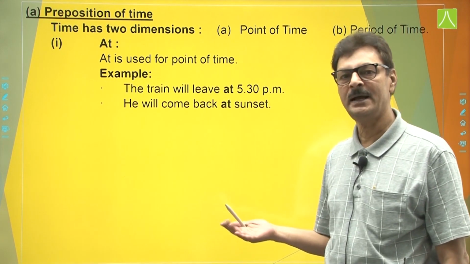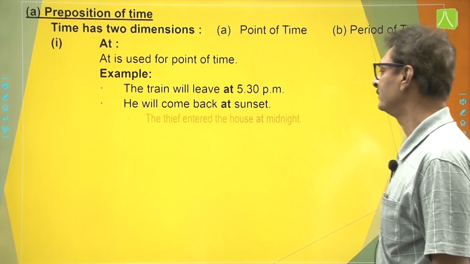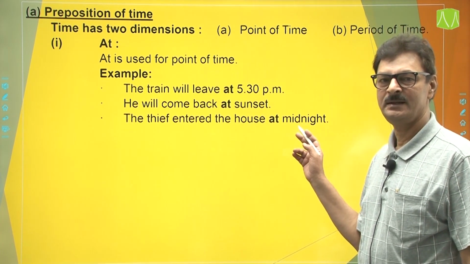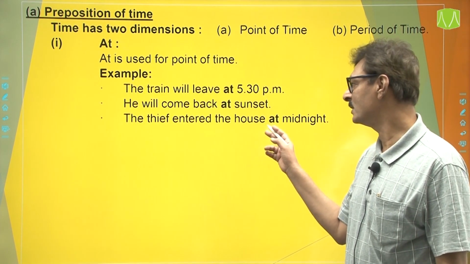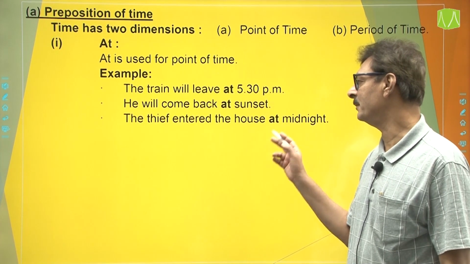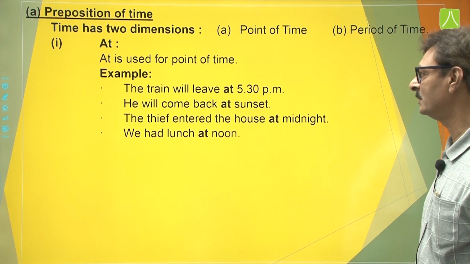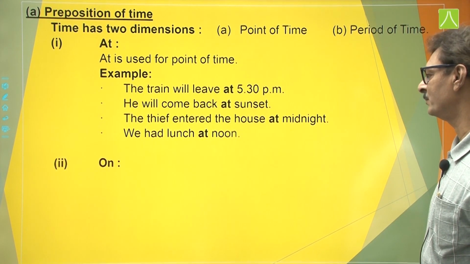He will come back at sunset. Again, a point of time. The thief entered the house at midnight. As you all know, with noon or midnight we always use at. So again, this shows the point of time. We had lunch at noon. Ample examples of prepositions for you.